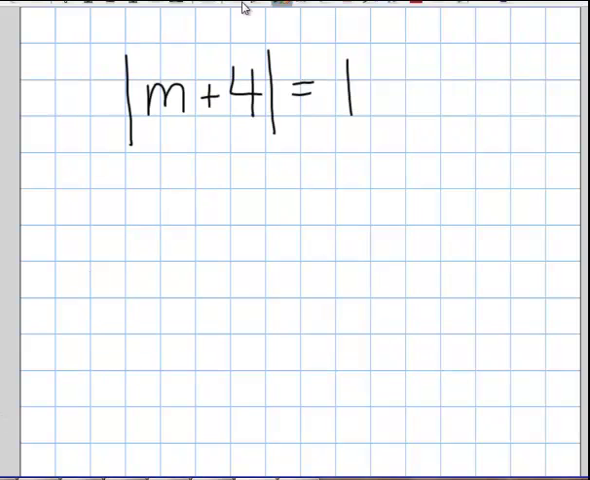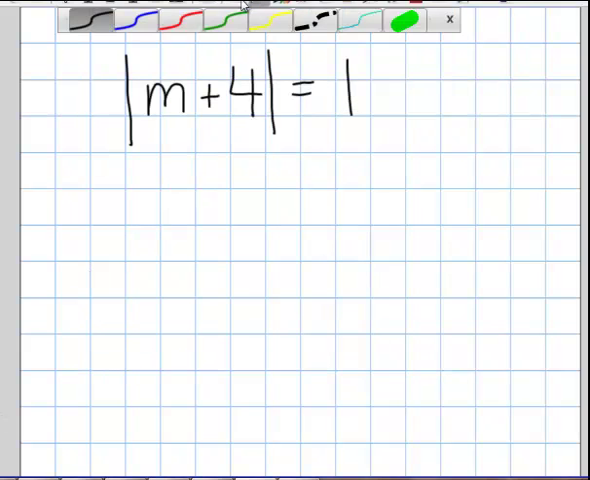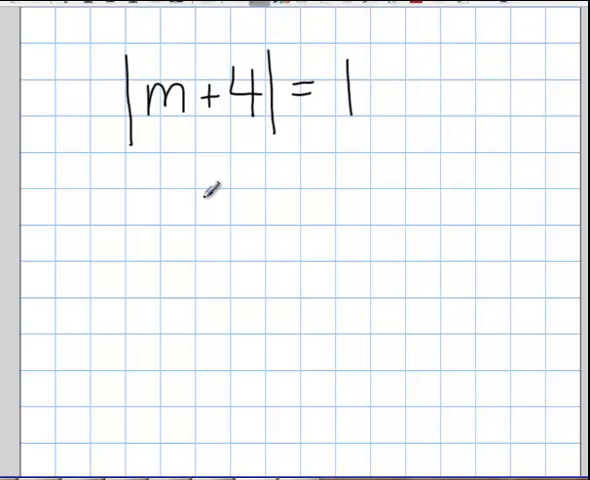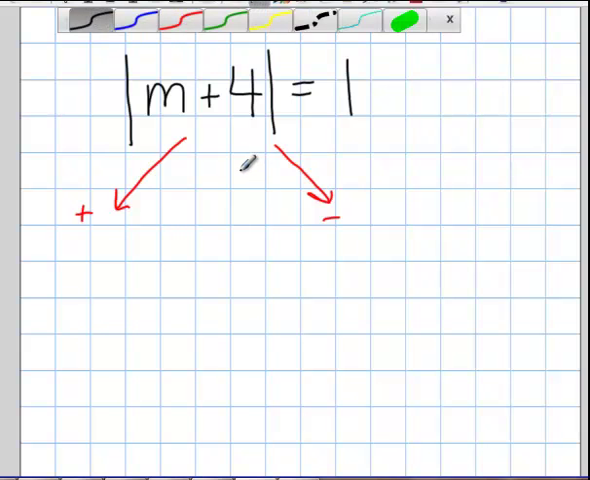Okay, let's look at a little bit more complicated problem. Again, we're going to follow the same steps, which we'll write down on the next problem. So I have the absolute value of m plus 4 is equal to 1. I'm going to make two columns, because I'm going to have two possible values for my m. We're going to call this my positive column and this my negative column. Again, we'll write down the steps on the next example problem, but just watch me solve this problem.